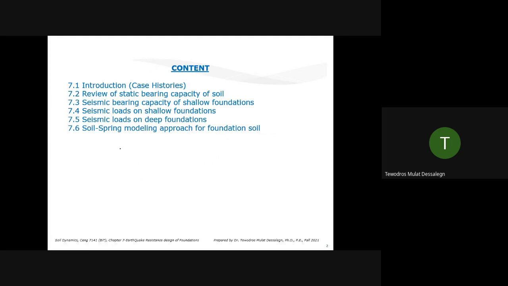Once you have the strain-dependent properties, the damping, and the G/Gmax curves, you can find the soil springs. So from the dynamic soil properties we have seen in chapter 5, you can use those to come up with the equivalent soil spring.